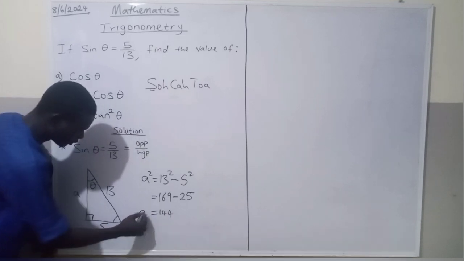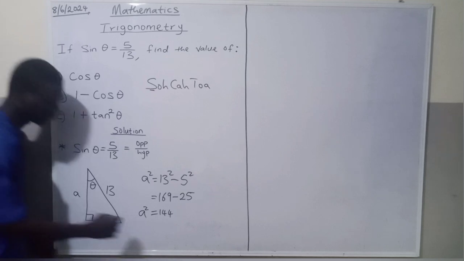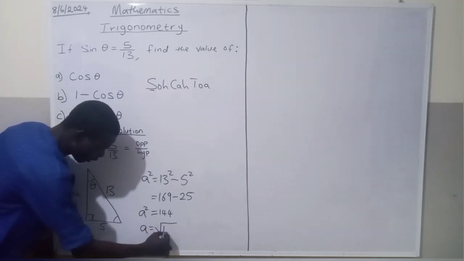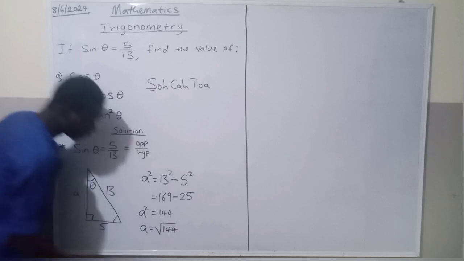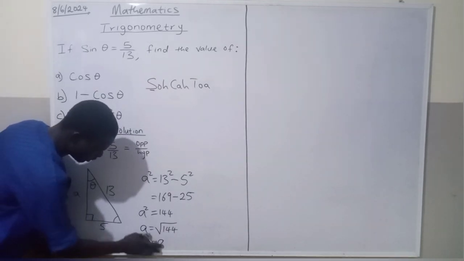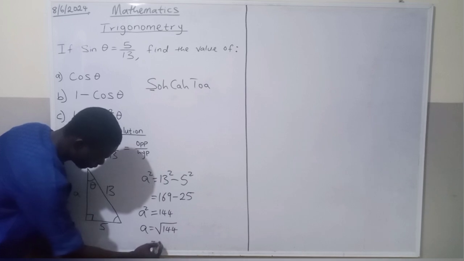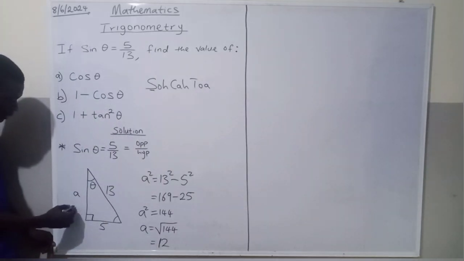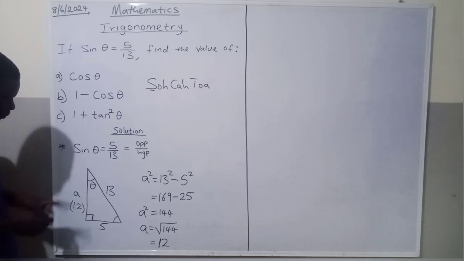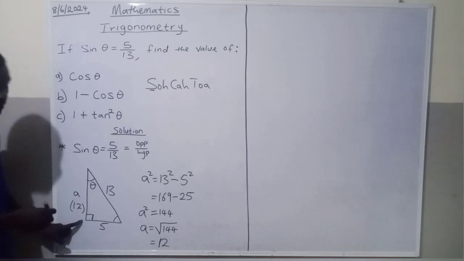144. So that tells us that A squared equals 144, leaving A to be the square root of 144. And of course, the square root of 144 is 12. So therefore, our A is 12. So the value of A here is 12, which means we've been able to get our adjacent.